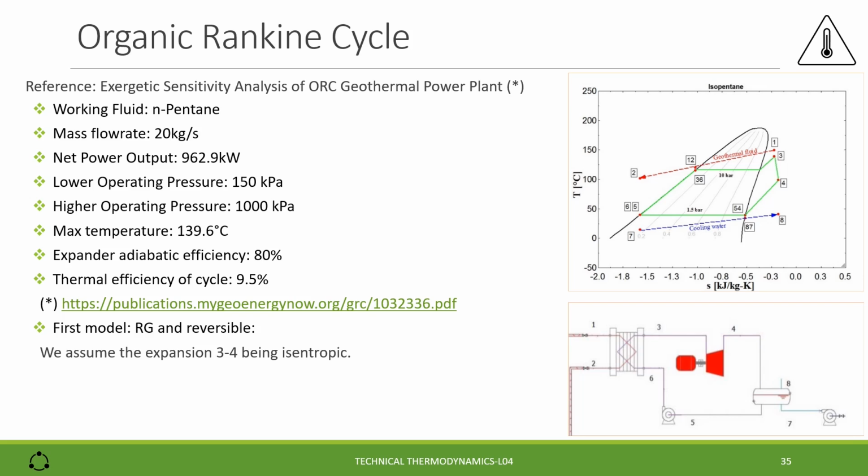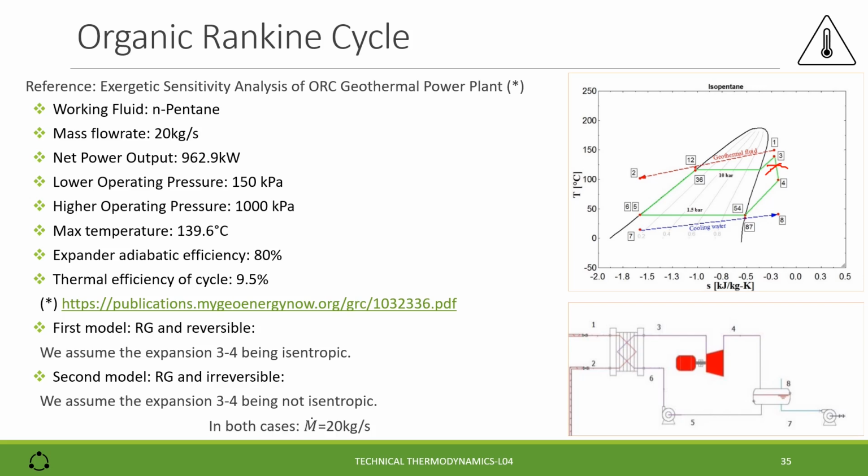In the first model, we use real gas and reversible transformations. We assume the expansion 3-4 being isentropic. In the second model, we use still a real gas, but the transformation 3-4 is irreversible, is not isentropic any longer. And in both cases, we consider the flow rate being 20 kg per second. Below the chart is also represented a schematic of the process with the corresponding steps.